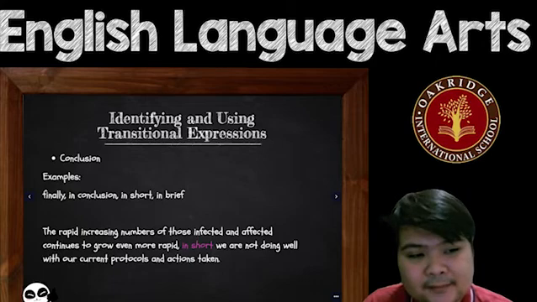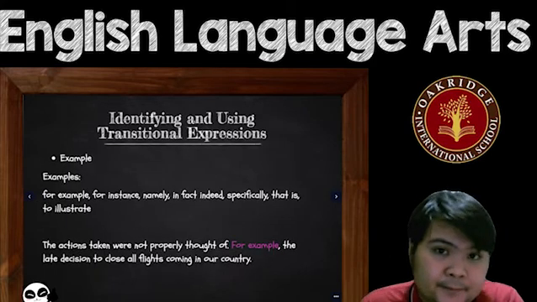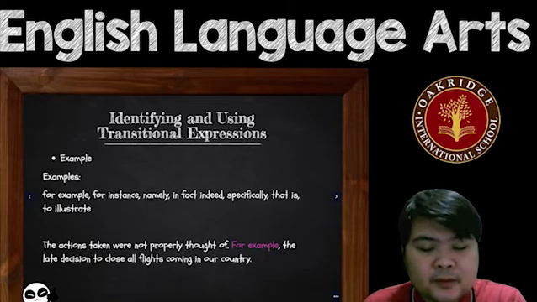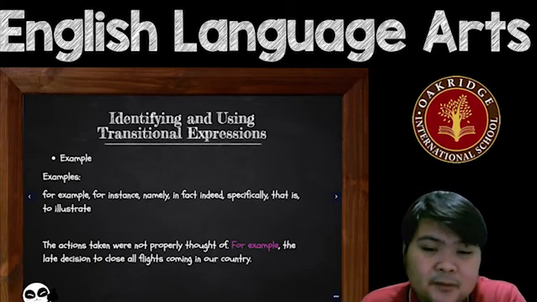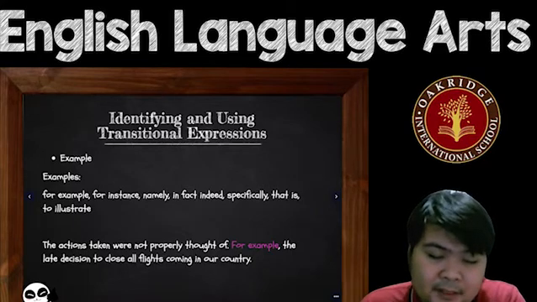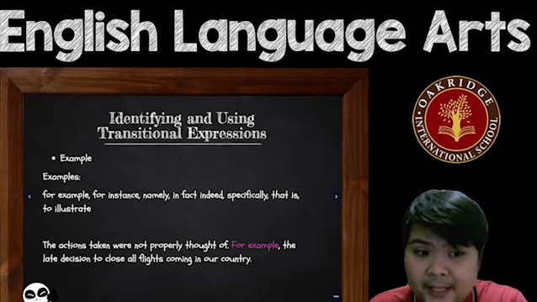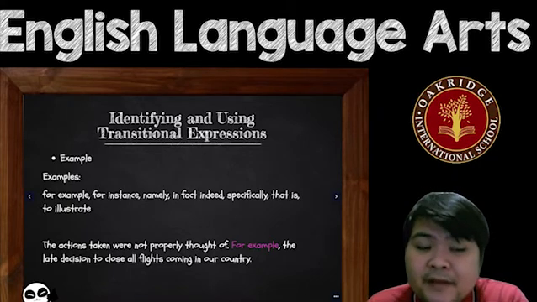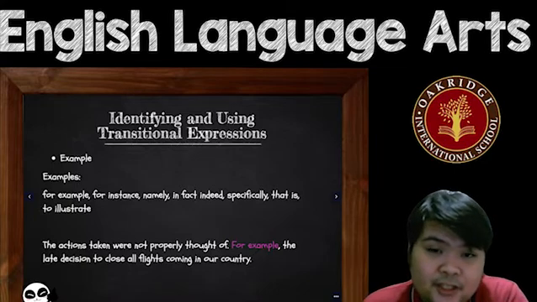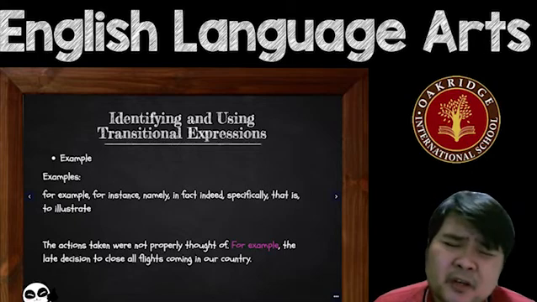And then the last one is example. Alright? Very important too. Transitional expressions are used to show that you're giving an example. So what are the different transitional expressions you can use? You could say for example, or for instance, or namely, or in fact, or indeed, or specifically, or that is, or to illustrate, right? Very important as well when you're giving out examples.